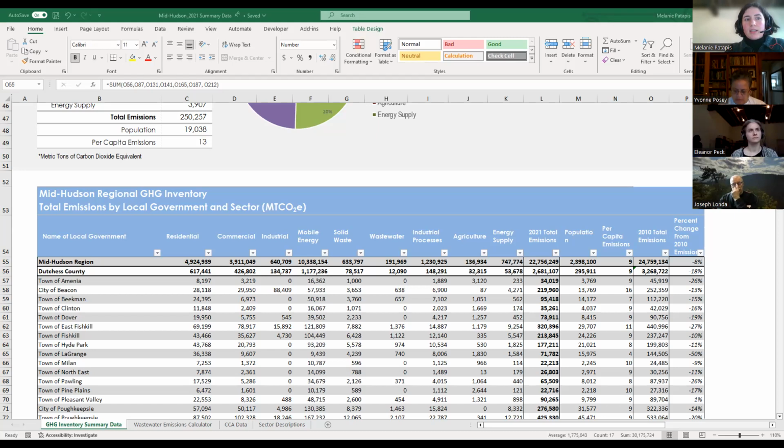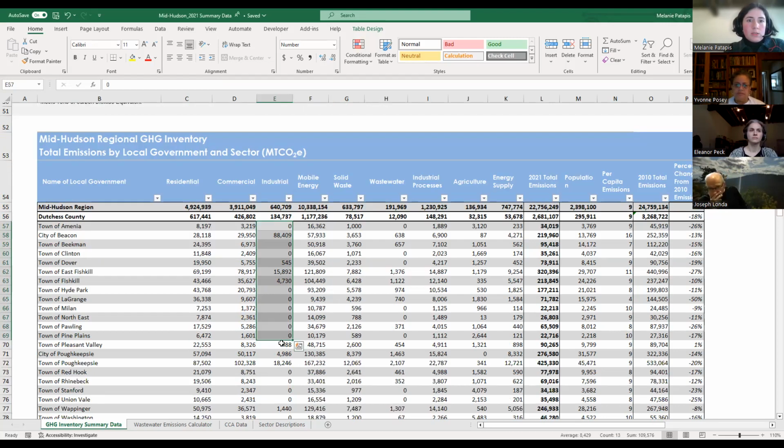Really, the only thing that's in industrial is something really, really large. And most municipalities don't really have industrial emissions. You can see some of these communities in Dutchess County. Few of them have industrial emissions.